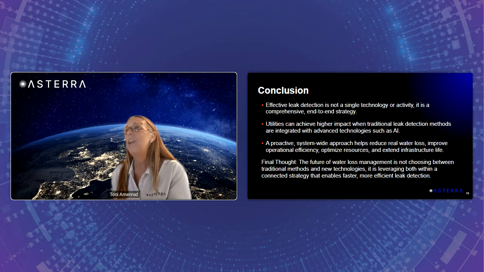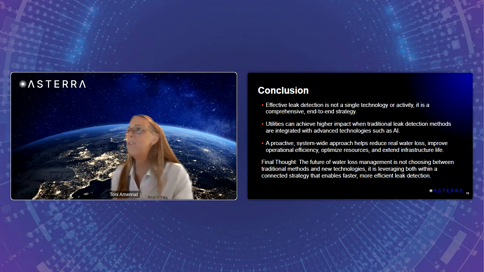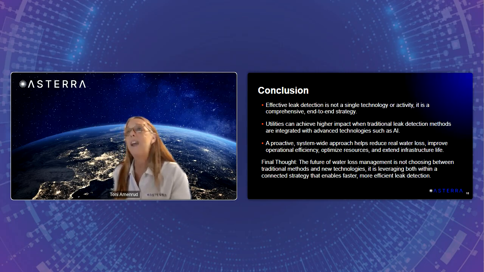It's not a one and done. It's an ongoing process. So utilities can achieve a higher impact with traditional leak detection methods when they're integrating things together, bringing satellites, bringing AI together to really go after that water loss program or end-to-end strategy. It helps make things smarter, more efficient, and more cost-effective. And that's definitely what utilities need today.